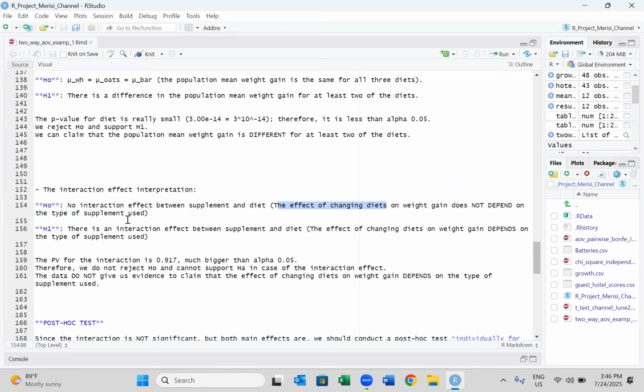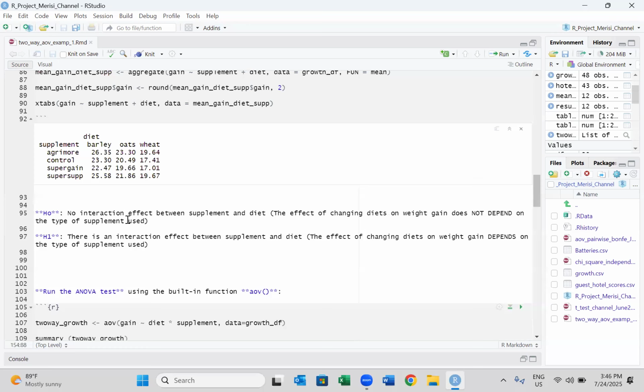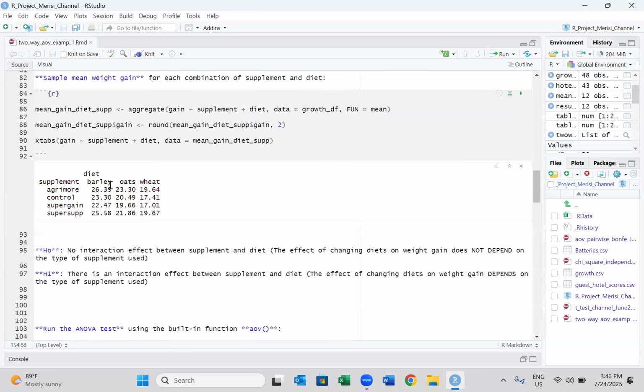So the effects that I was mentioning earlier when we looked at the table, these possible effects that I was describing here, those effects were not significant, because the interaction is not significant. Perfect. So we know diet has a significant effect, supplement has a significant effect. Interaction, no significant effect. What do we do in that case? Well, in this case, we should do a post-hoc test individually for each factor. So one for diet, one for supplement.